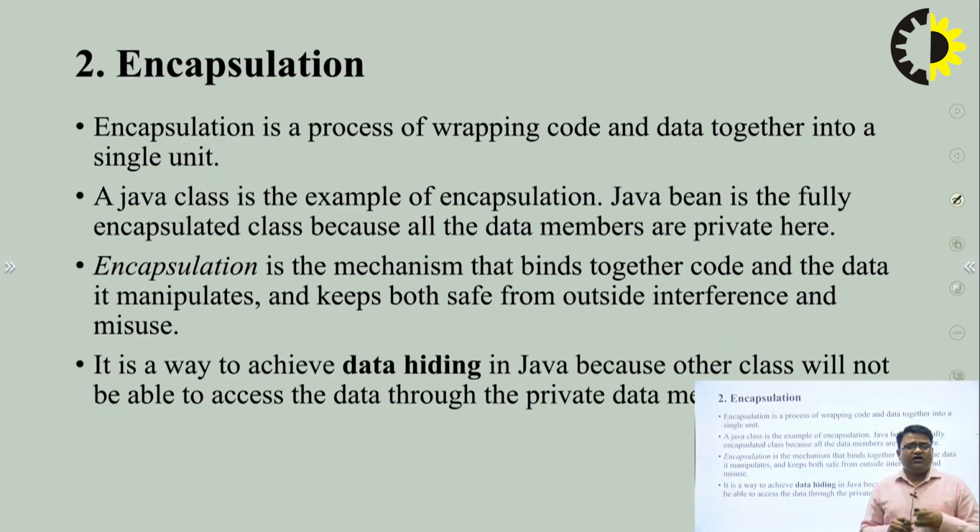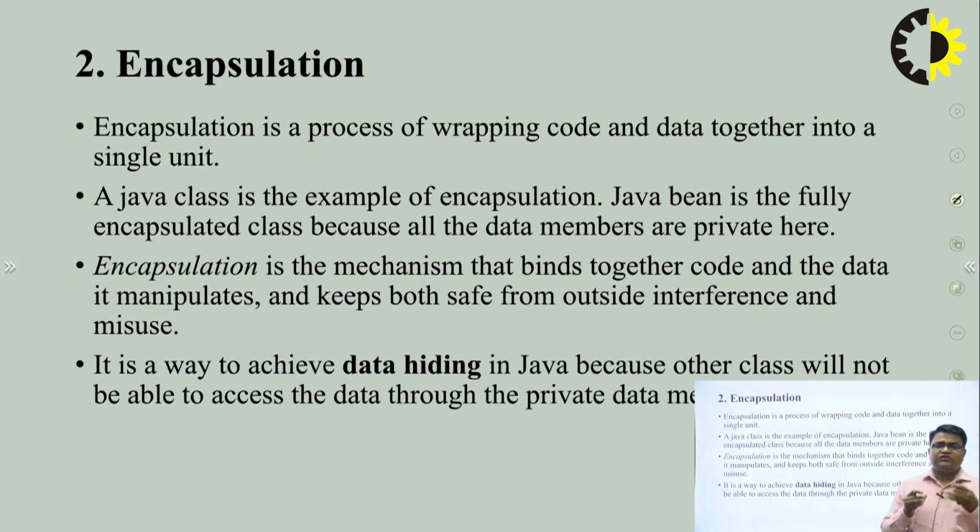Next is the next principle, and the most important principle: encapsulation. Encapsulation will be achieved by using a class. We can encapsulate, which is the process of wrapping code and data together into a single unit. For example, a Java class is an example of encapsulation.